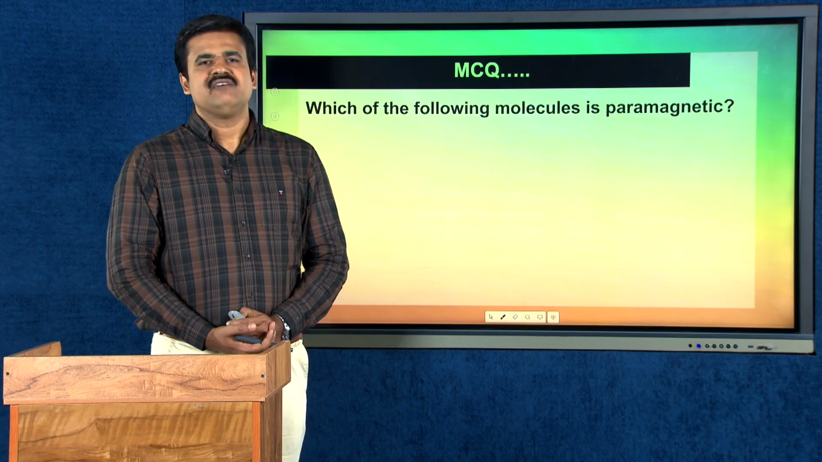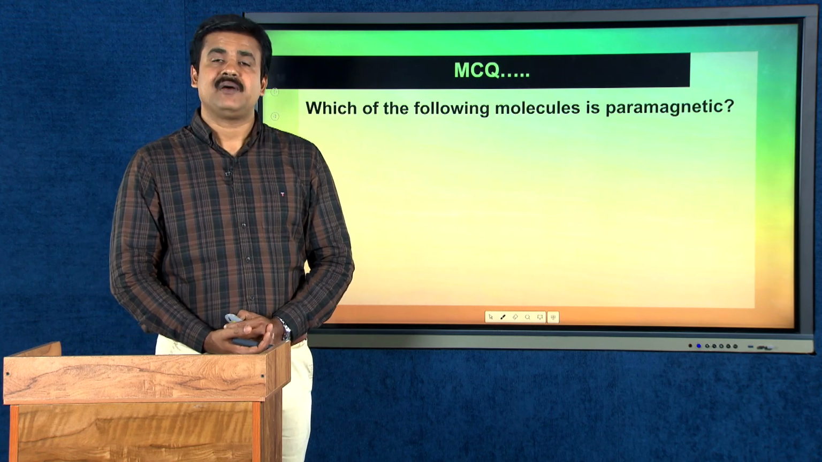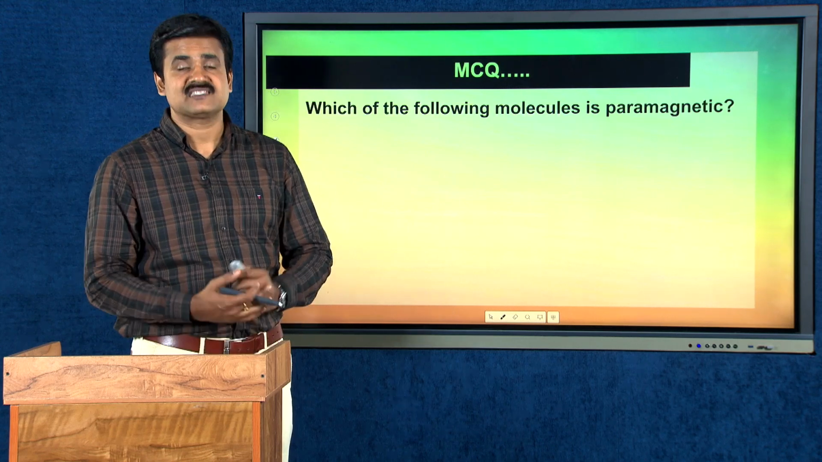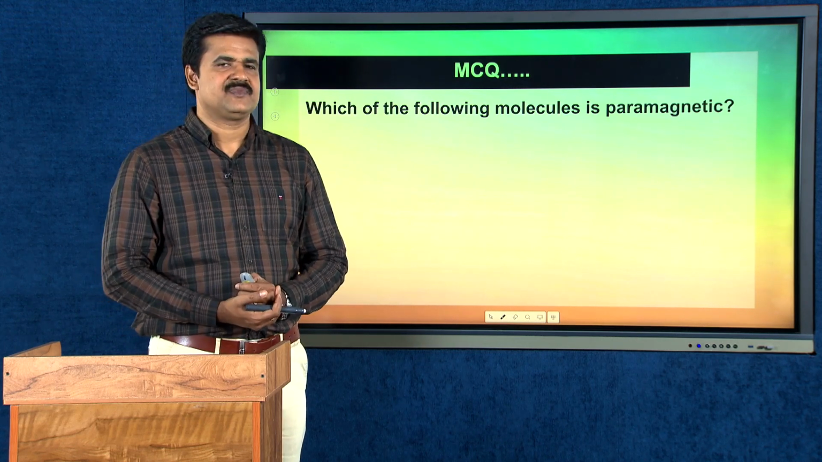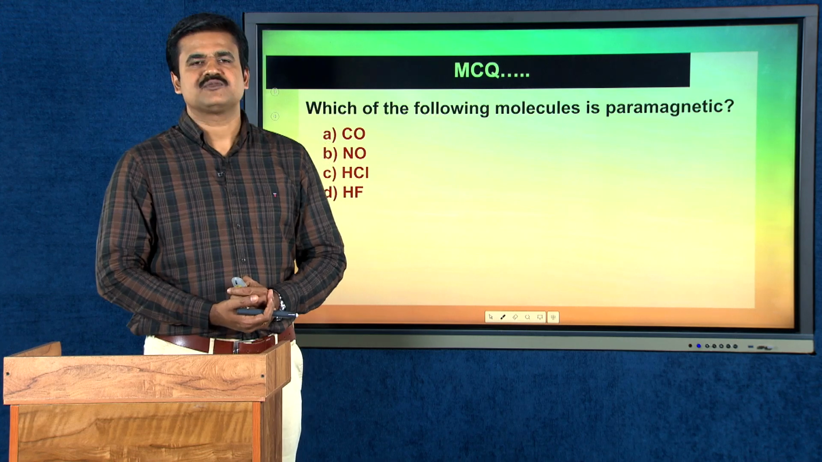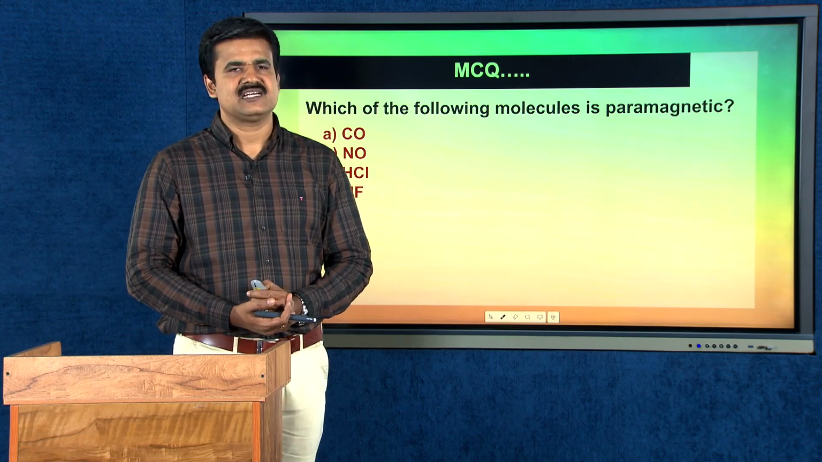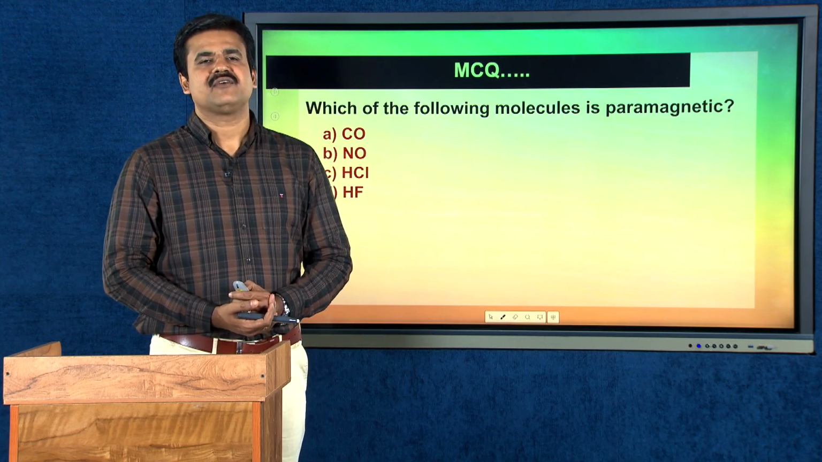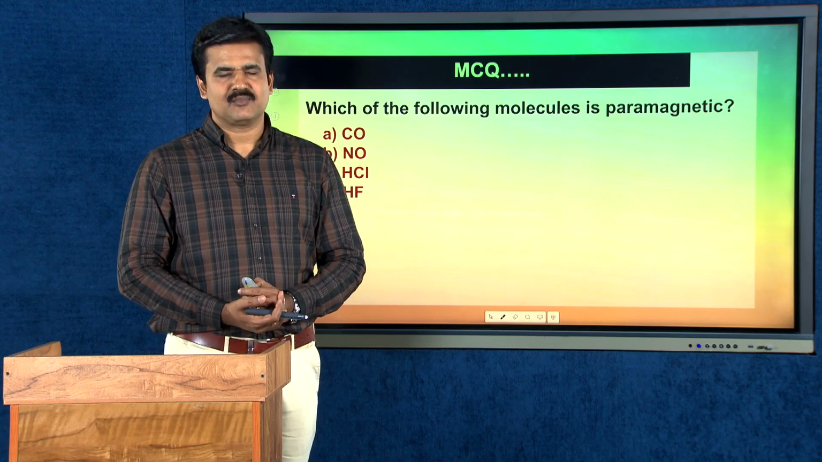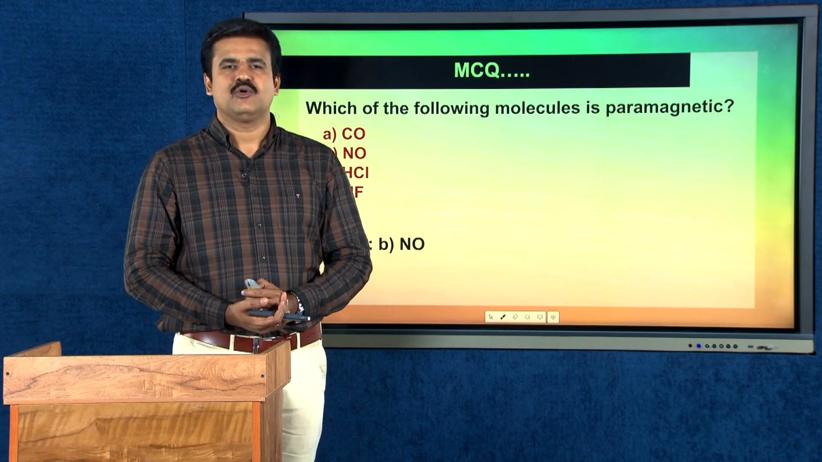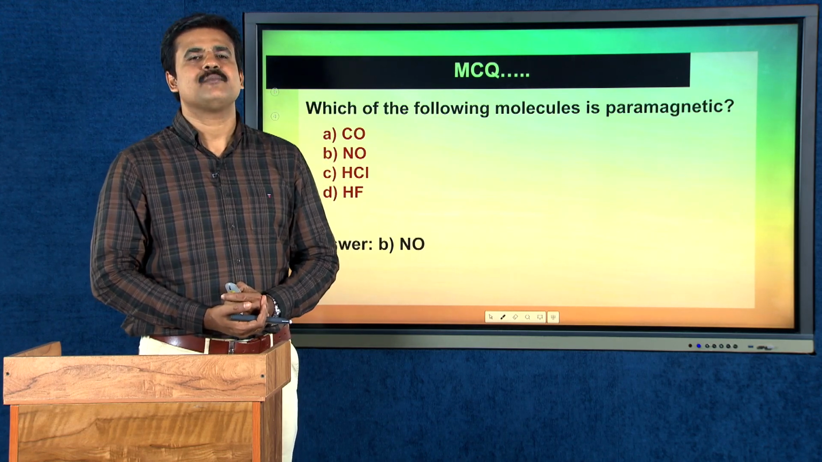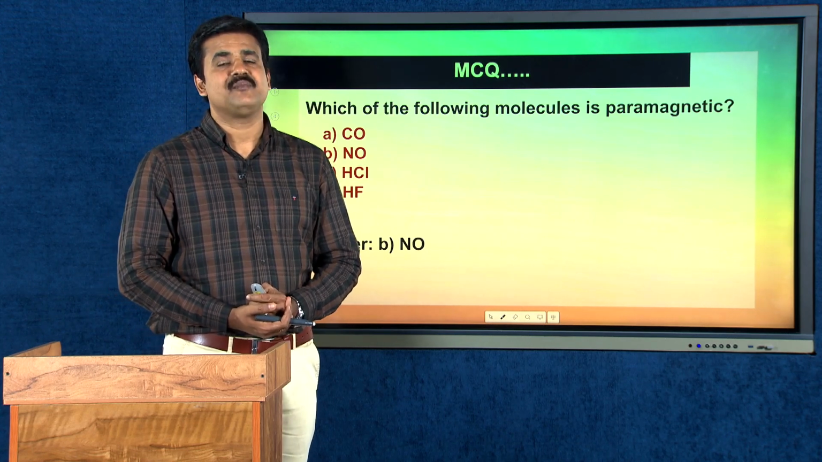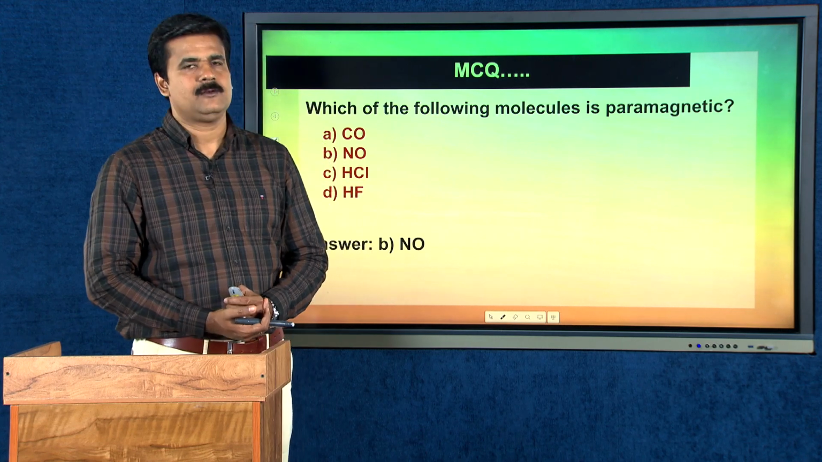Another MCQ: which of the following molecules is paramagnetic? It is possible to predict the magnetic property based on the number of unpaired electrons present in the molecular orbitals. These are the options of this question. Option A, carbon monoxide. Option B, nitric oxide. Option C, hydrogen chloride. And option D, hydrogen fluoride. On careful analysis of the MO configuration and the total number of electrons, it is very well clear that option B, that is nitric oxide, is a paramagnetic molecule. NO molecule is paramagnetic due to the presence of one unpaired electron in the molecular orbital.